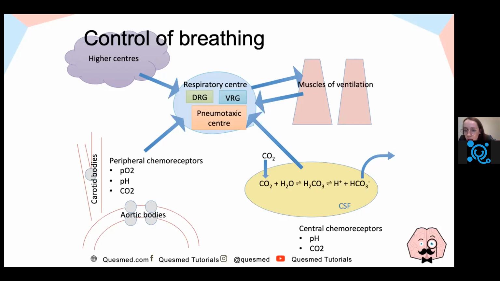Do carotid bodies both respond to pH? Yes, so the carotid and aortic bodies respond to pH, oxygen, and carbon dioxide, but they predominantly respond to changes in partial pressure of oxygen, whereas the central chemoreceptors predominantly respond to changes in carbon dioxide. Because your central chemoreceptors respond to the changes in carbon dioxide, your peripheral chemoreceptors only do a very small part of the control of ventilation, and they predominantly respond to changes in oxygen.